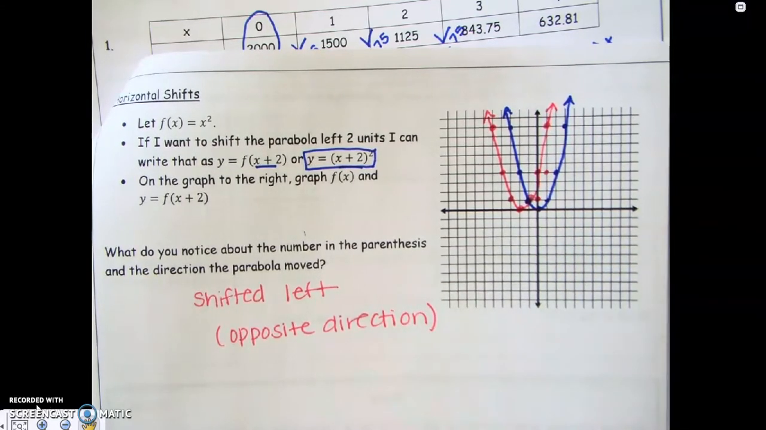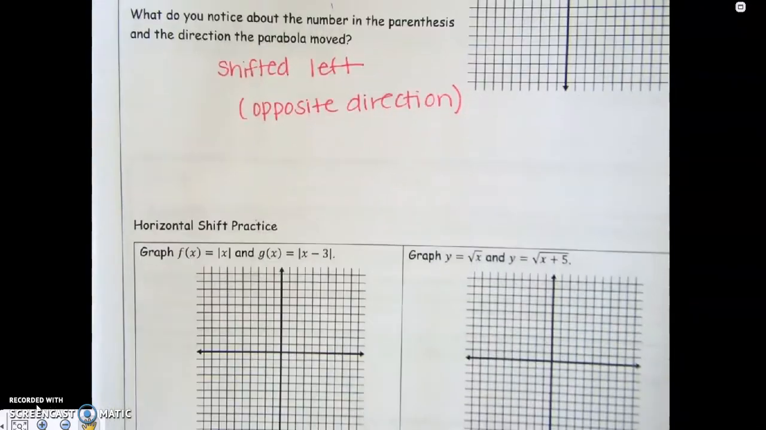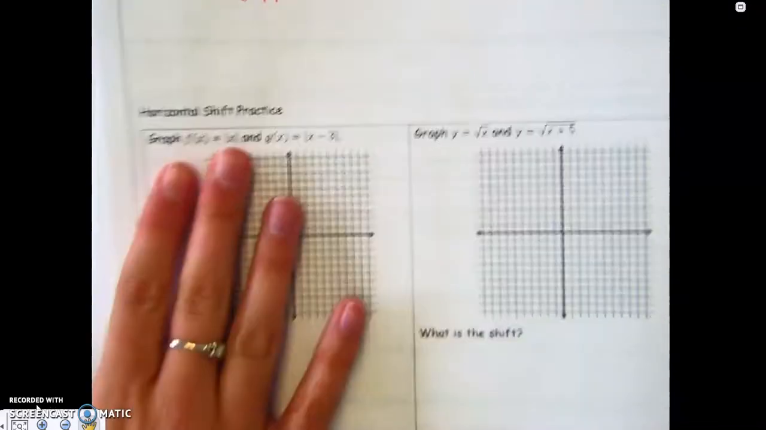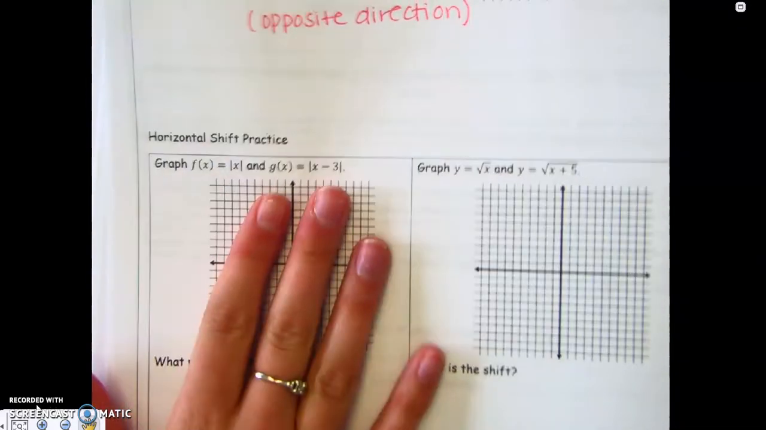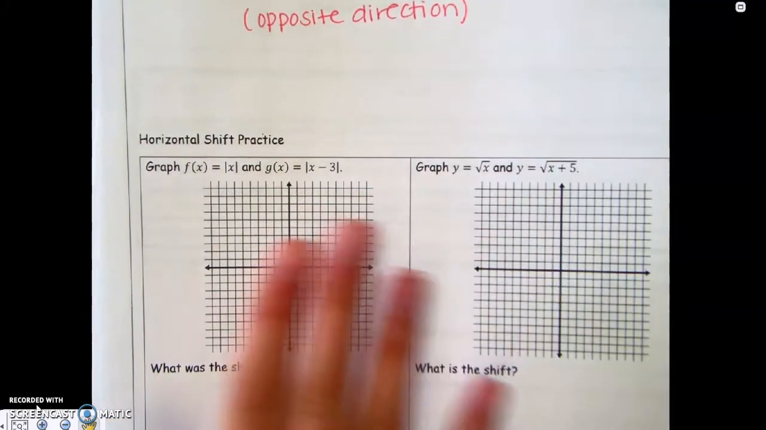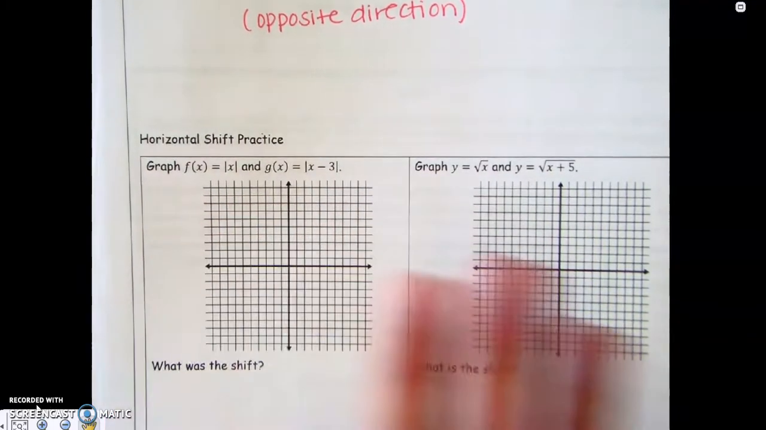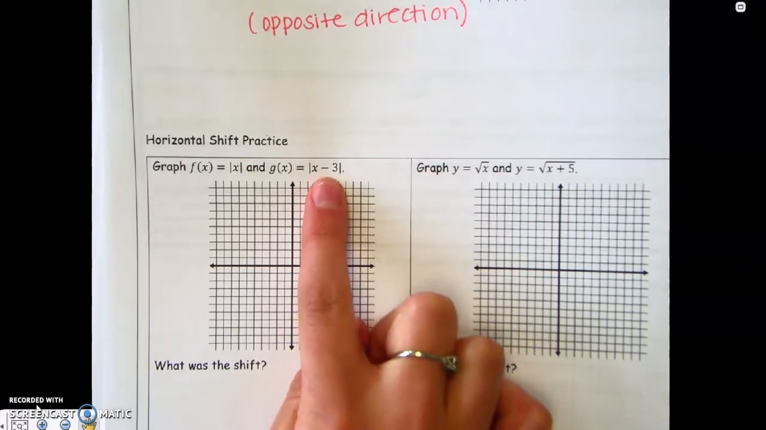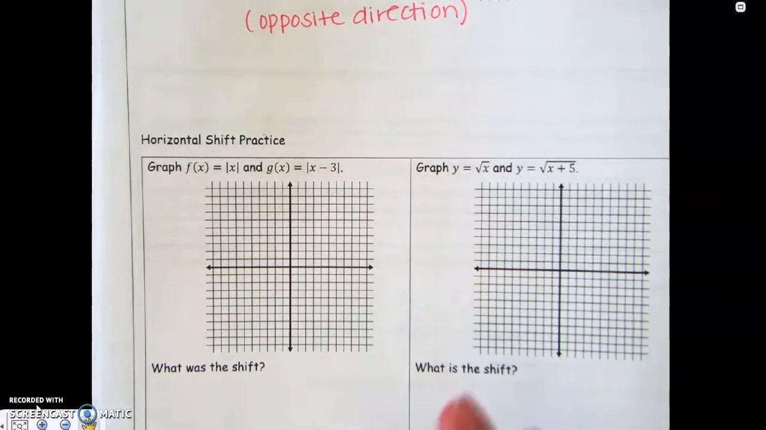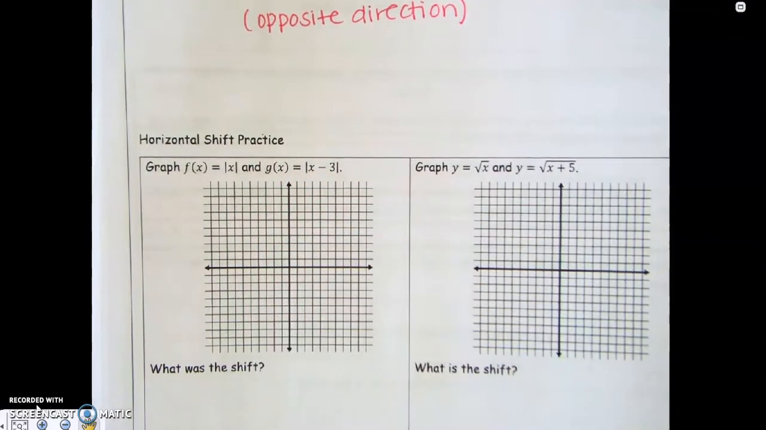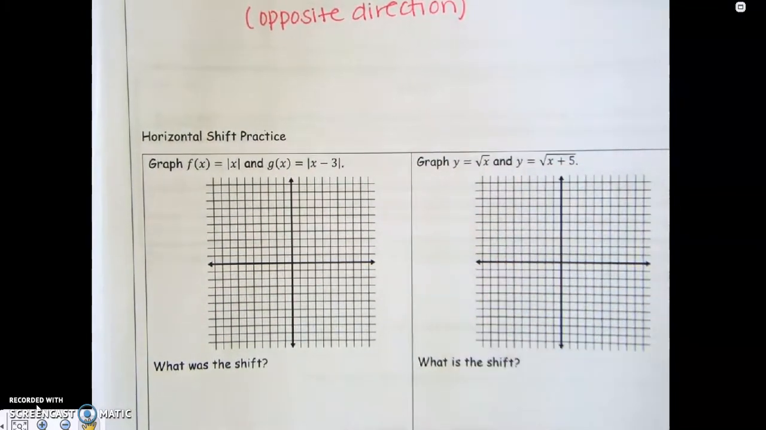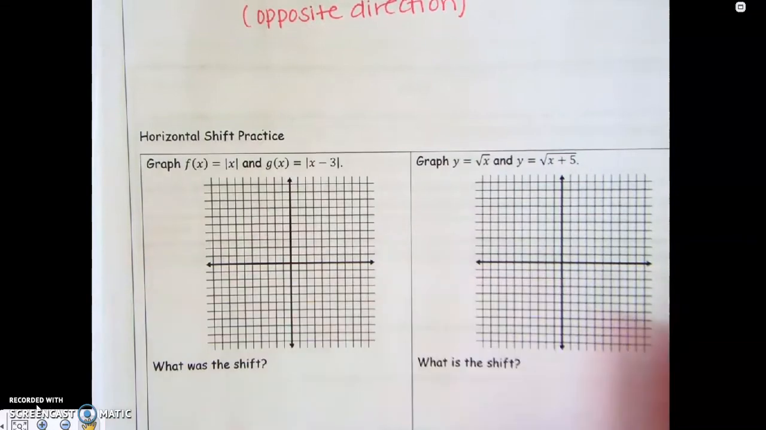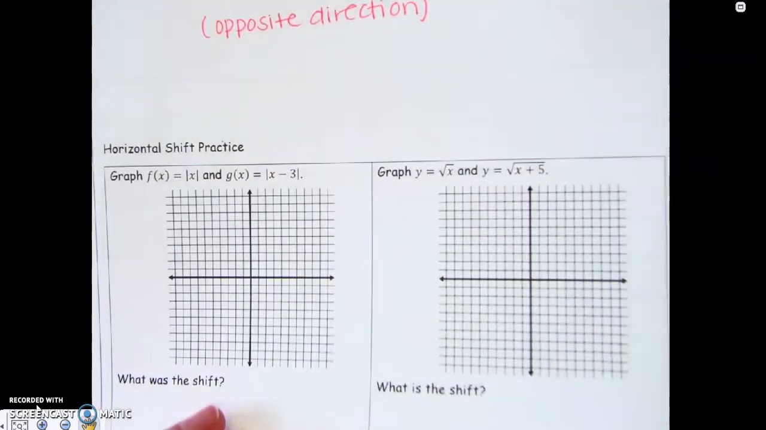Okay, so on the practice down here, you are just going to graph both these absolute values. You'll see that it shifts. This will shift right. This will shift left. And you'll notice that anytime it shifts right or left, the thing it shifts is inside the absolute value, it's inside the parentheses, or it's underneath the radical. Okay, so you'll just do those two graphing in your graphing calculator. You'll do these two.